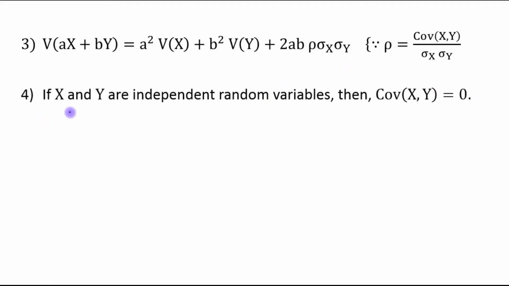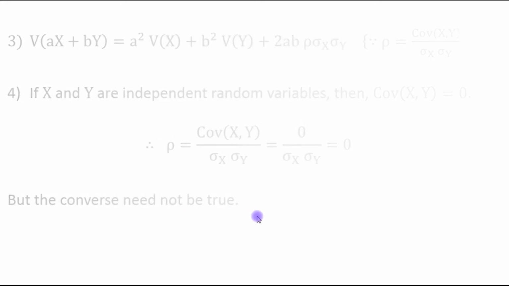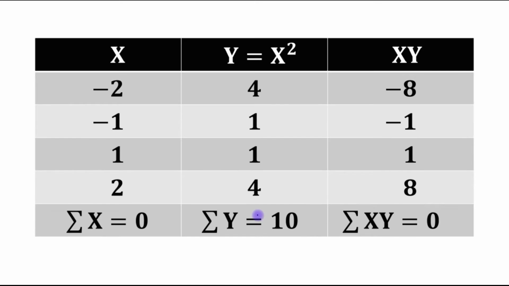Next remark, if x and y are independent random variables, then covariance is 0. So the value of correlation coefficient will also be 0. But the converse need not be true. This can be proved with the help of a hypothetical example. So here we have taken that y equals x square.